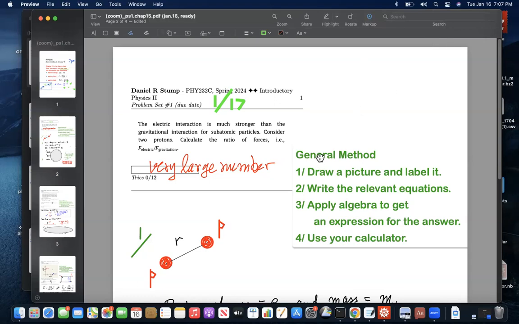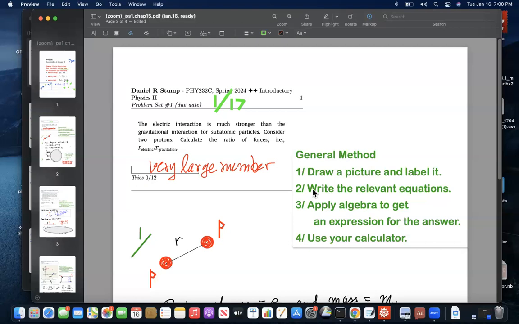Now, there's a general method for doing physics problems, which you should try to keep in mind when you're doing any of these problems. Step 1 is draw a picture and put labels on it. Step 2 is to write the relevant equations in your notebook. So when you start doing a physics problem, don't immediately start punching numbers into your calculator. Put your calculator down, pick up a pencil, draw a picture of the problem, label it, write the relevant equations.